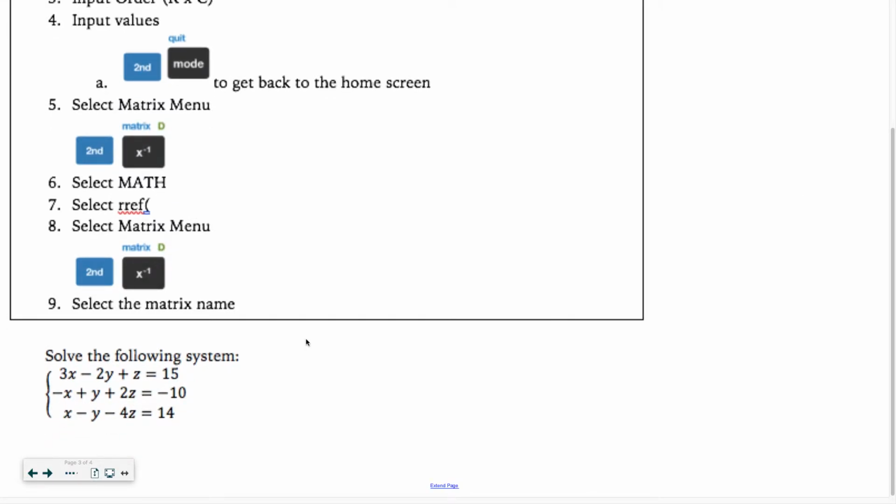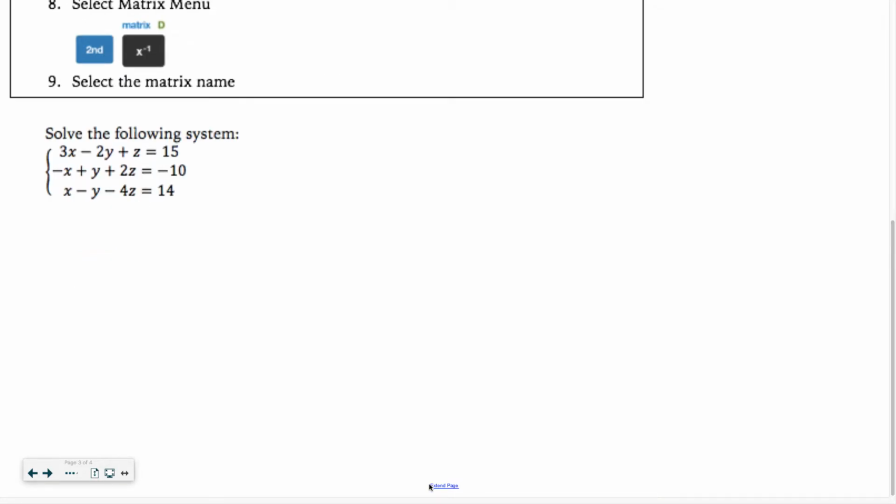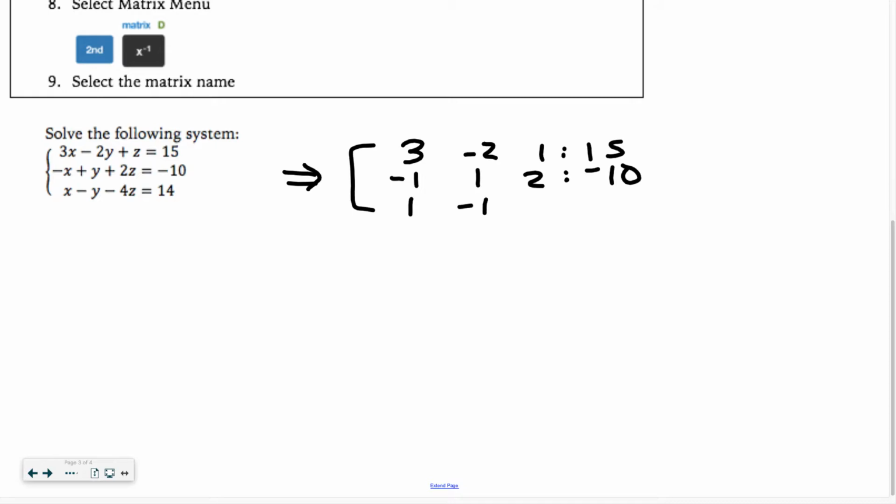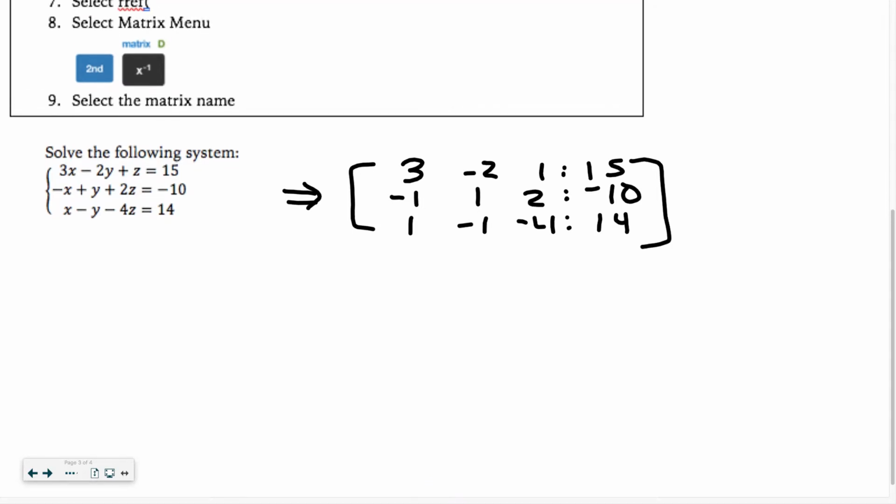We're going to solve this system. Do you see below the box there's a system down there? Okay, so if you're solving a linear system in a calculator, of course you need to change it to its augmented matrix. So 3, -2, 1, 15; -1, 1, 2, -10; and 1, -1, -4, 14. So we need to enter this matrix into our calculator. What is the order of that matrix? That is 3 by 4. Okay, an augmented matrix for a system usually is not a square matrix.